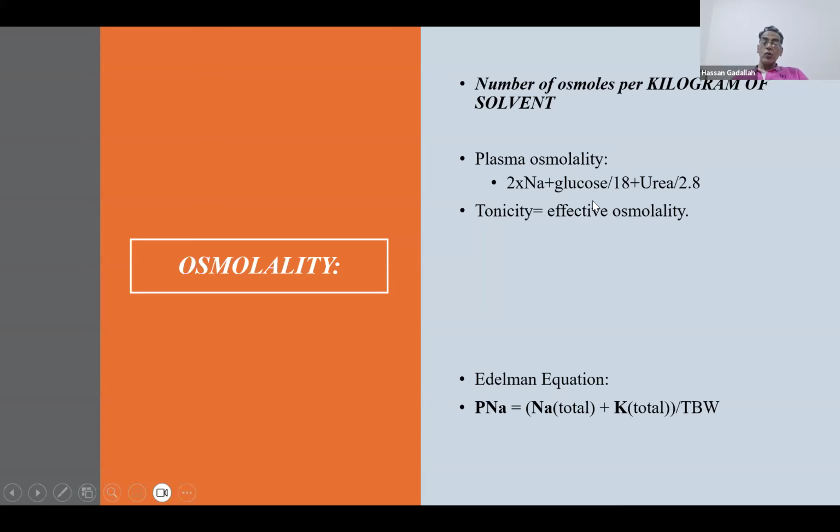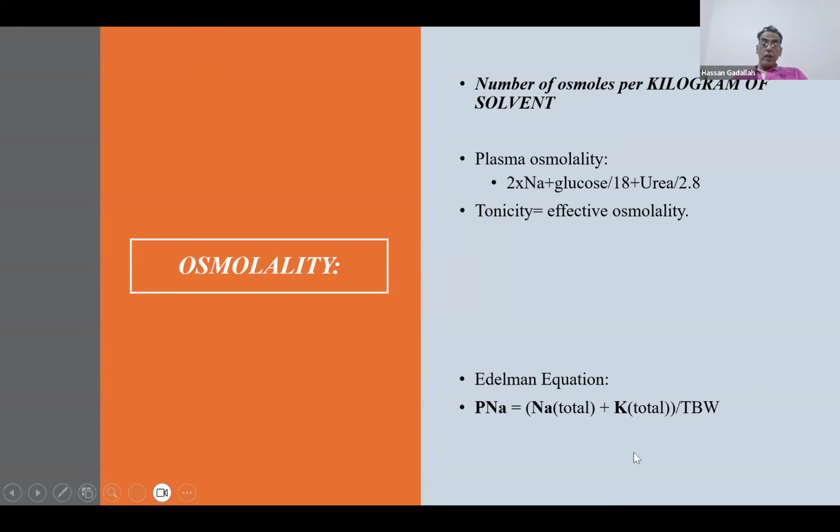We know that glucose in the normal range of the blood glucose, which is around 100, 120, doesn't exert much osmotic pressure, but when the glucose is high, sometimes like 500, 600, 700, it exerts high osmotic pressure.